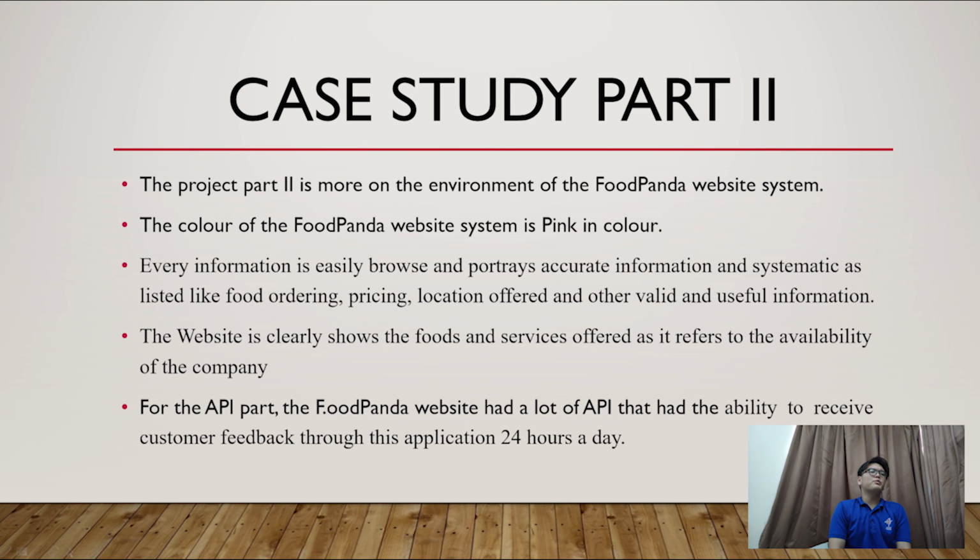Case study part 2. This project part 2 is more focused on the environment of the FoodPanda website system. The color of the FoodPanda website system is pink. Every piece of information is easily browsed and portrays accurate information, systematically listed, like food ordering, pricing, location, offers, and other valid and useful information.